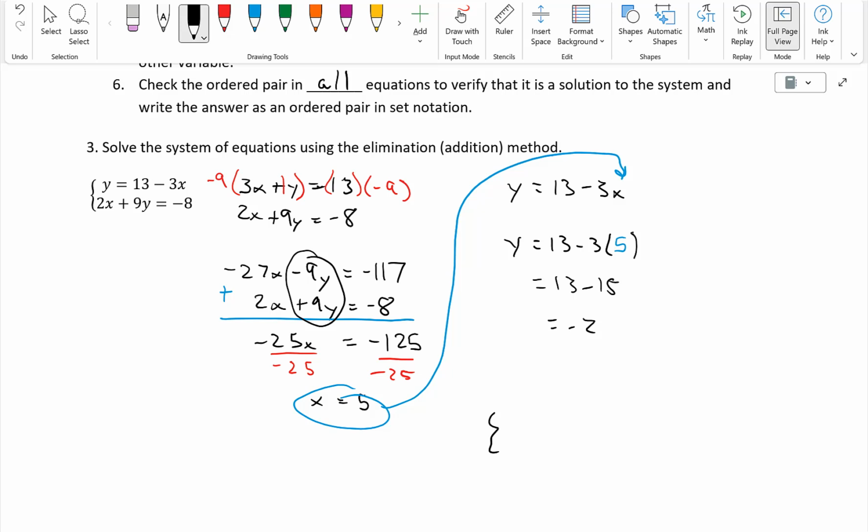Because we've already checked this one, I'm not going to do that again. We know our solution set is 5, negative 2. And if I could draw nice curly braces, I'd have that set notation there. So just this single point is the solution set for us.